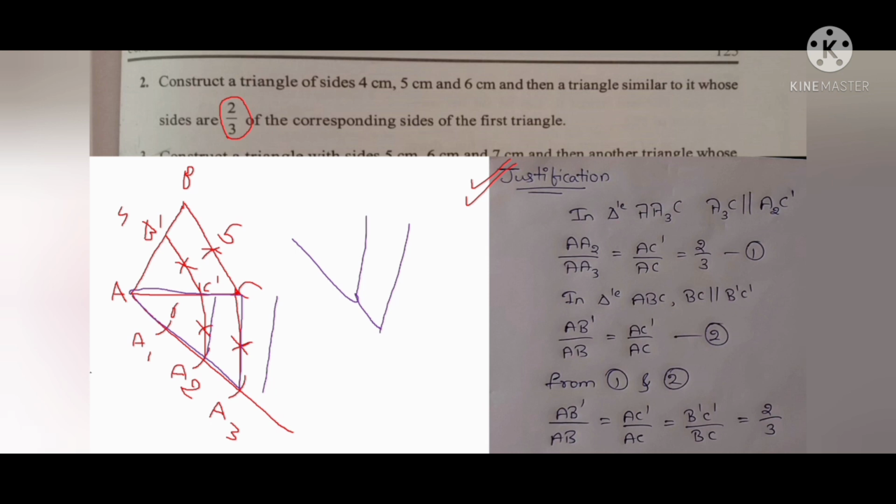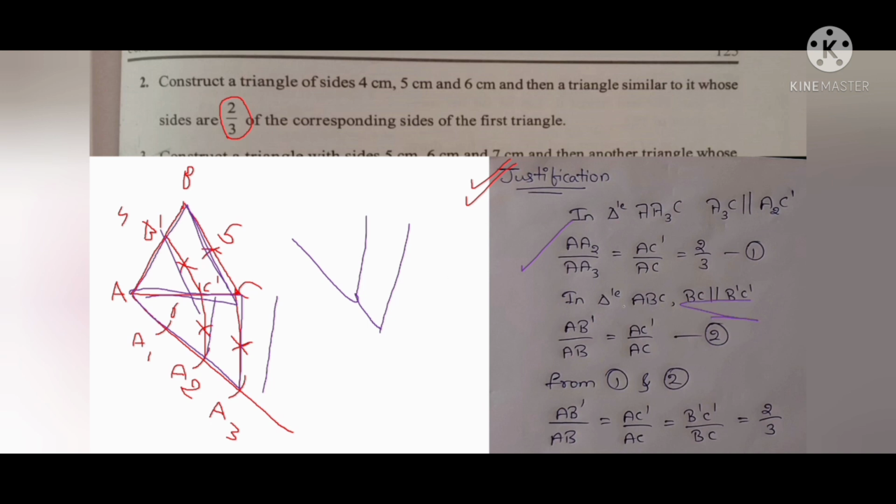Next, what they have given is A2 A3, and you have to check the points of the arc. See in the figure how I am doing. Similarly AC dash and AC, that is 2 by 3, smallest side and biggest side, correct?